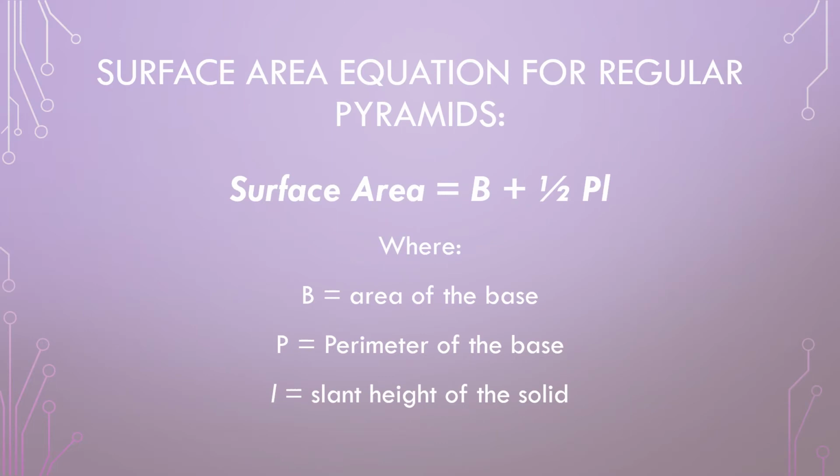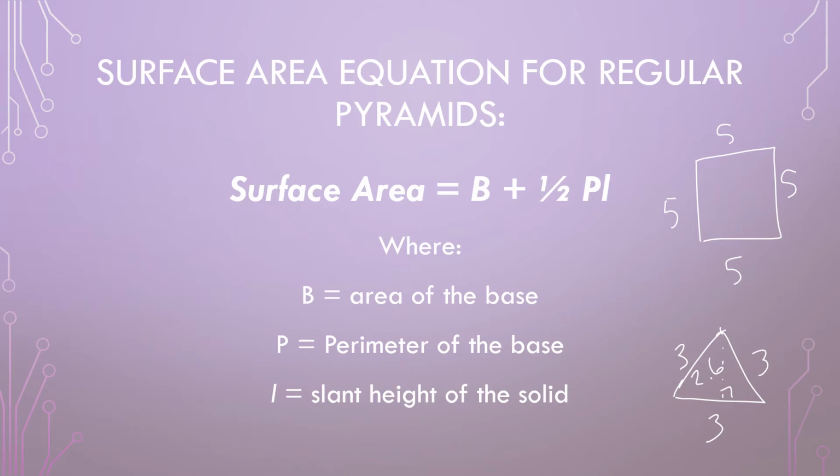So write this down. The surface area of a regular pyramid is B plus 1/2 P times L. So B is the area of the base, P is the perimeter of the base, and L is the slant height of the solid. And what we mean by regular pyramids is that you would have like a square base where all the sides are exactly the same, or you would have a triangular base where you have 3, 3, and 3, and then you have a height of 2.6 or something.